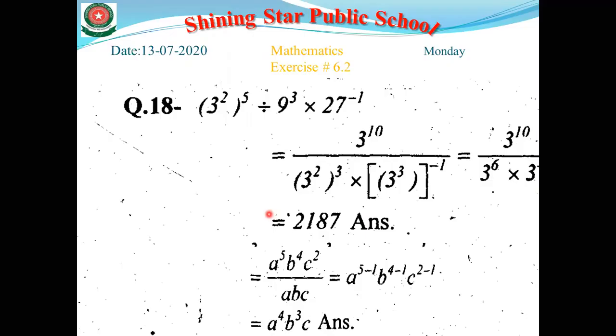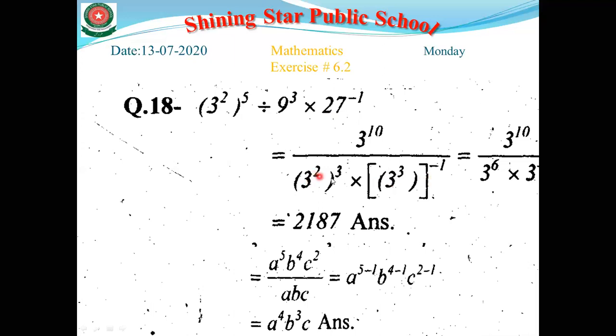Okay. Now question number 18. 3 square whole power 5 divided by 9 cube multiply 27 power minus 1. Okay. Now when we take the square of 3, it becomes 9. So 3 square whole power 3 multiply 3 cube whole power minus 1. Because 27 is the cube of 3. So that's why we write 3 power 3.